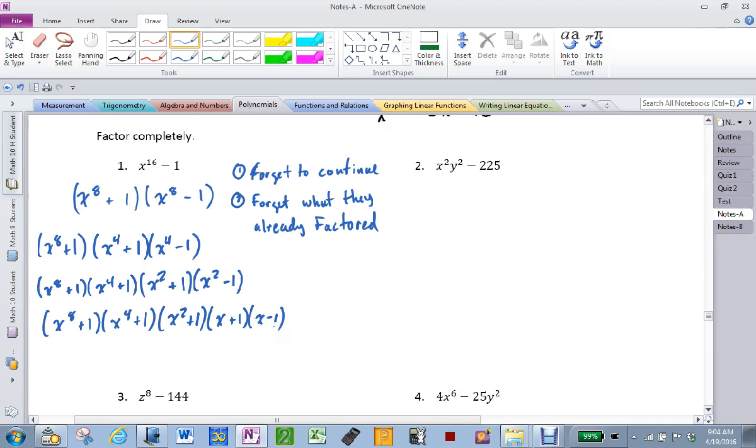Is everybody cool? Now, how do they do this as a provincial question? They give you this, and they say, after factoring, how many factors does this have? And what's the answer? 5. You understand? They do that all the time.